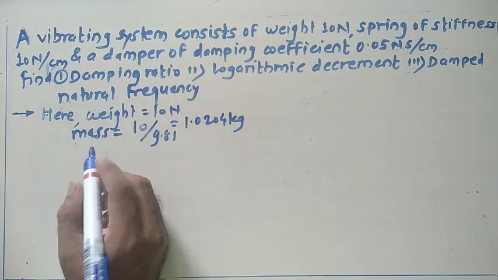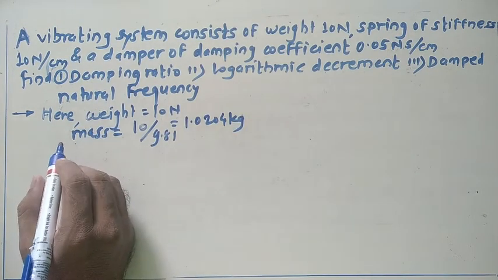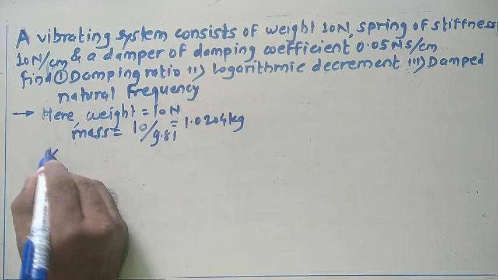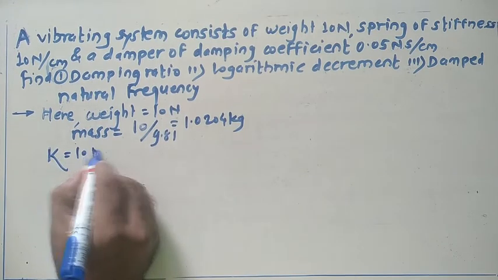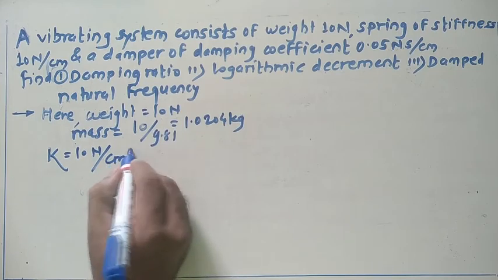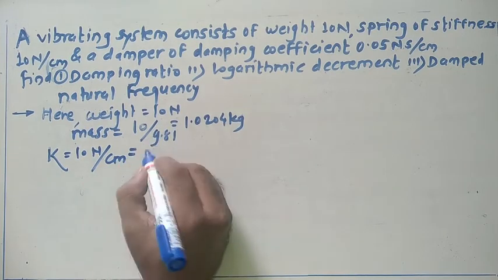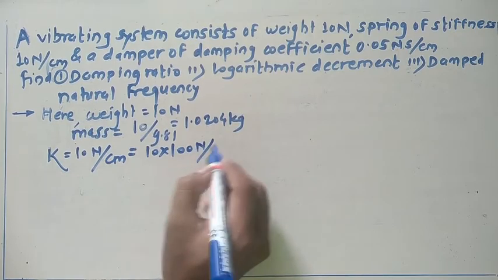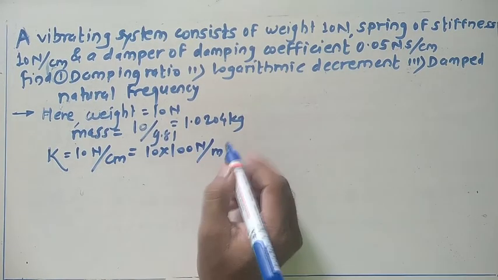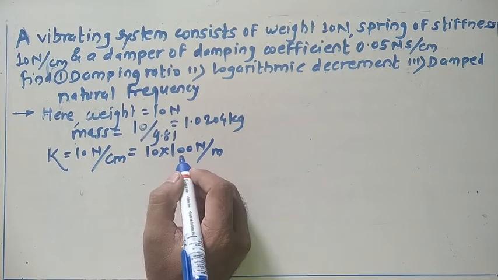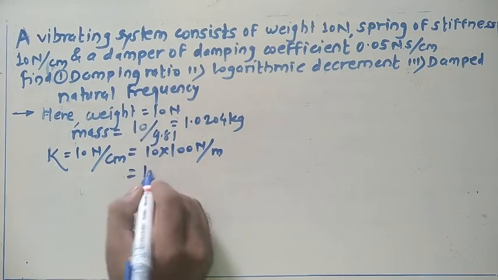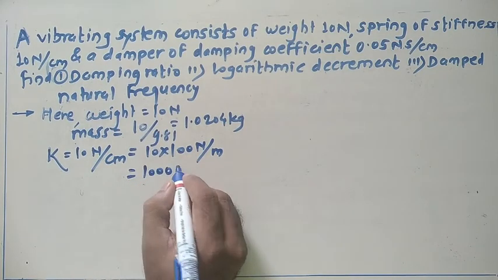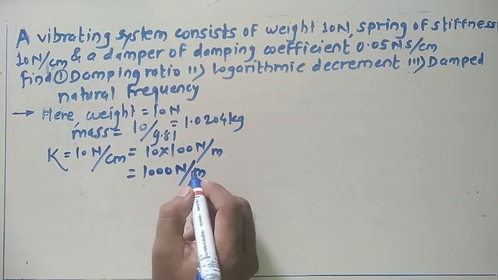Next, the spring stiffness is given. K equals 10 Newton per centimeter. So convert this also to Newton per meter, by multiplying by 10 raised to plus 2, or in short you can get the value as 1000 Newton per meter.